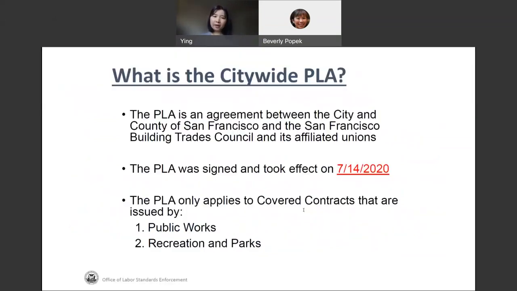So what is the citywide PLA? The PLA is an agreement between the City and County of San Francisco and the San Francisco Building Trades Council and its affiliated unions. The legislative intent is to promote the efficiency and cost effectiveness of construction operations for the city through the use of skilled labor, resulting in quality construction outcomes. The PLA was signed and took effect on July 14, 2020. The PLA only applies to covered contracts that are issued by Public Works and also Recreation and Park, only two departments. Next.